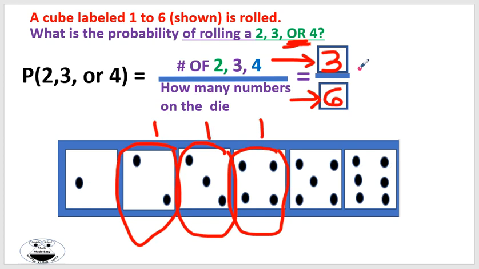So this is the probability, and of course, you should know how to reduce or put it in simplest form. When you get to be a certain age and you can use a scientific calculator, then you can click on a certain button to just simplify the ratio or fraction for you, and it does the work for you. So 3 to 6 is the same as 1/2. And this is the probability of rolling a 2, 3, or 4.